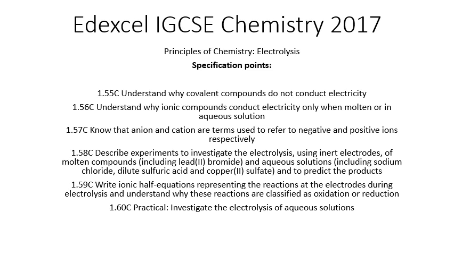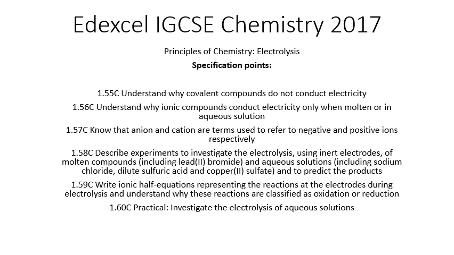Look at some terminology in 1.57C, looking at anions and cations and how they are used to refer to negative and positive ions respectively. We look at some experiments in electrolysis and the list of compounds that you need to know how to represent the electrolysis of. And then we move on to writing ionic half equations to represent these reactions. And finally, looking at 1.60, a practical that you might do in the lab to have a go at this yourself.